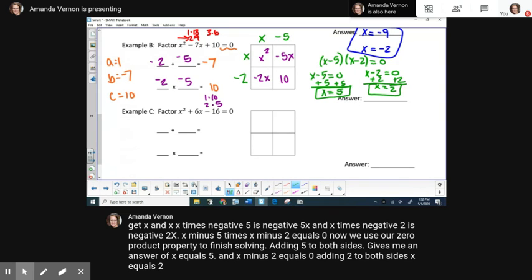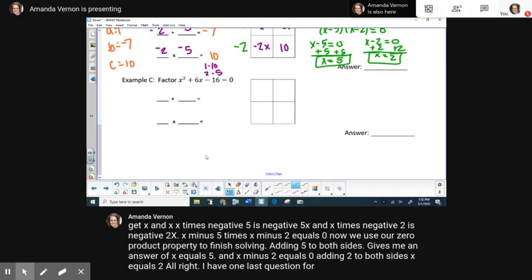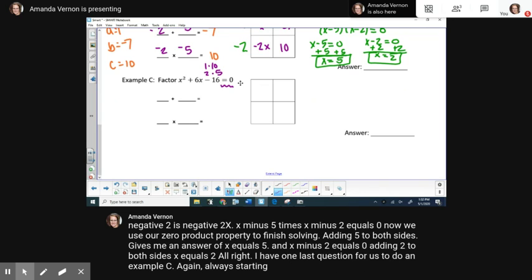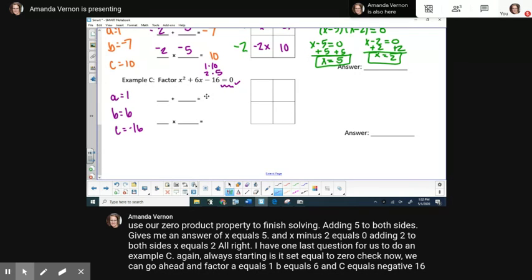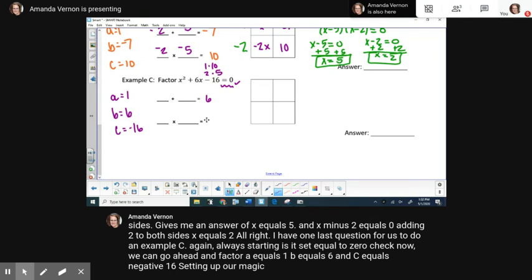All right, I have one last question for us to do. In example C, again, always starting, is it set equal to 0? Check. Now we can go ahead and factor. A equals 1, B equals 6, and C equals -16. Setting up our magic questions, what adds to 6 and multiplies to -16?